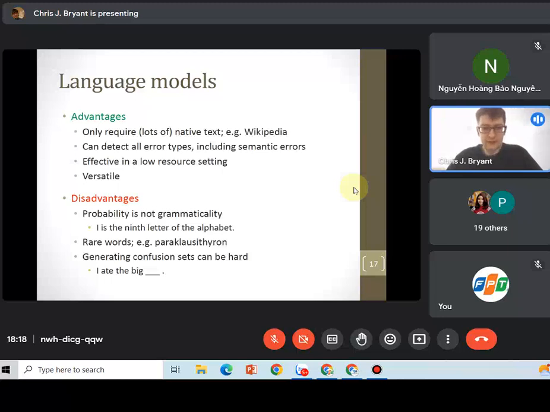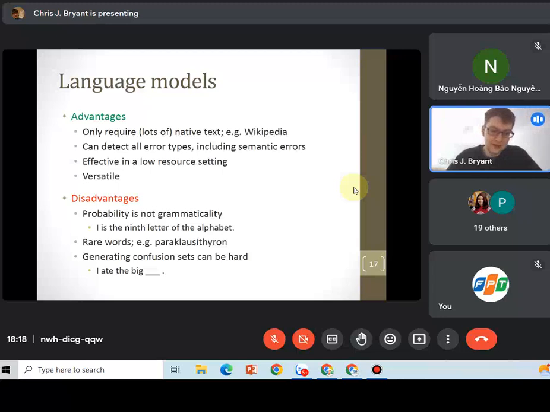They're also effective in a low resource setting. As I said, you don't need annotated data. So in theory, you could just download, let's say, Vietnamese Wikipedia and use that as your training data and still build a decent error correction system. Language models are also versatile. Although they might not be used as the main error correction system in some cases, they often play a role. Sentence scoring for probability is just a very useful way to evaluate language, and so even other models make use of that property.